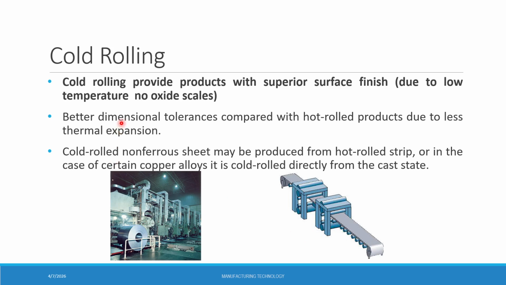Now of course, one of the major positives about cold rolling is that it provides products with superior surface finish. Due to the low temperature, no oxide scales are formed. It has better dimensional tolerances as compared to the hot rolled products, and cold rolled non-ferrous sheet metal may be produced from hot rolled strips, or in certain cases, certain alloys like copper alloys, it is cold rolled directly from the cast state also. So we know that copper is actually not as hard as steel or other materials. You can directly take it out from the cast state and directly start using cold rolling mills, and you can create the required thickness that you want.